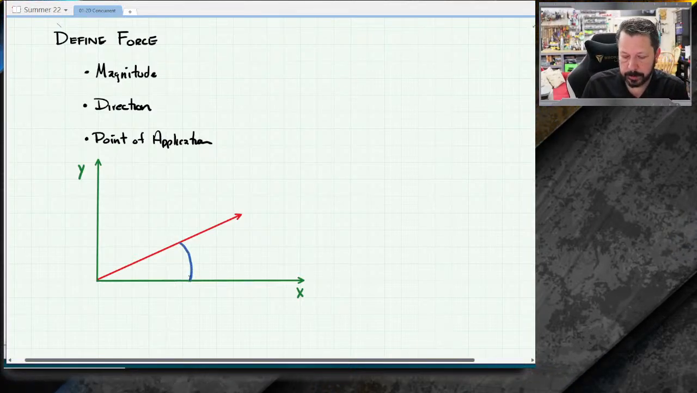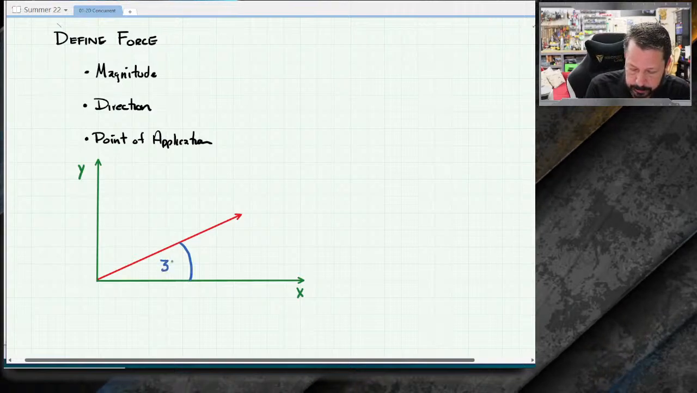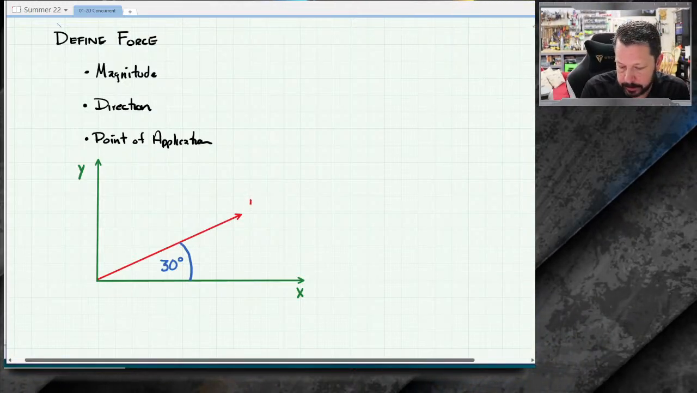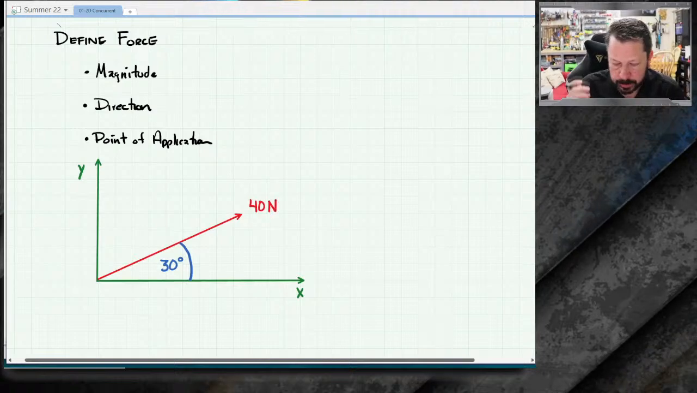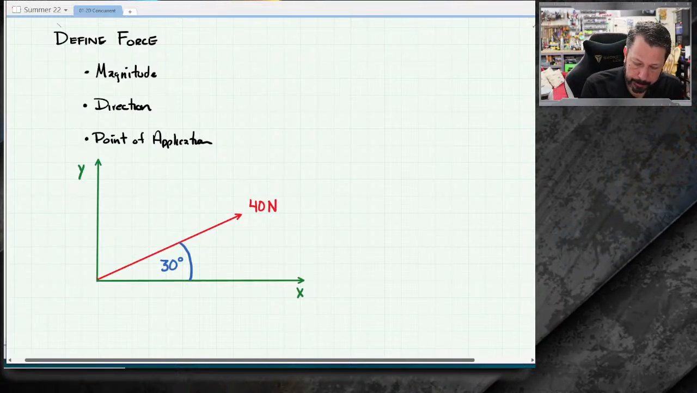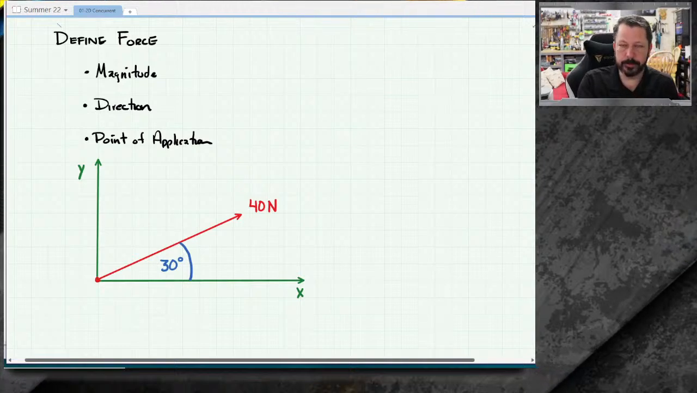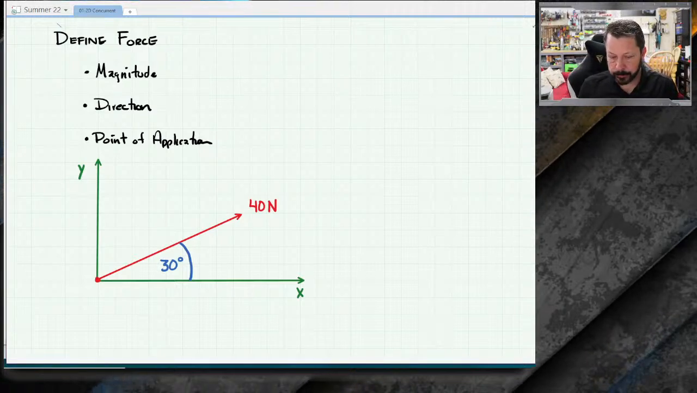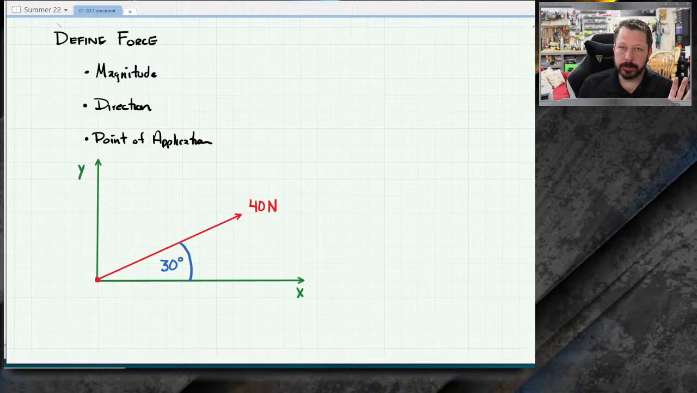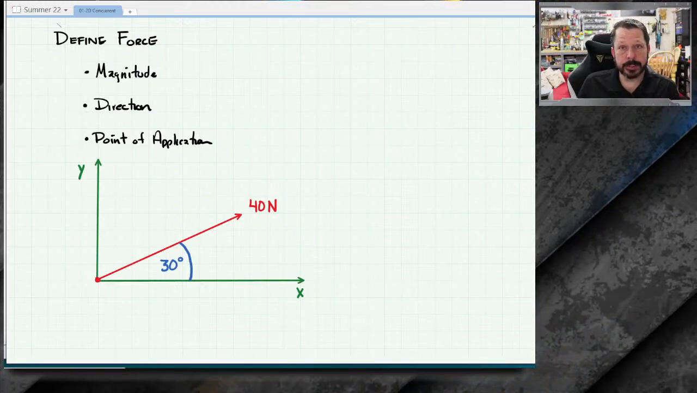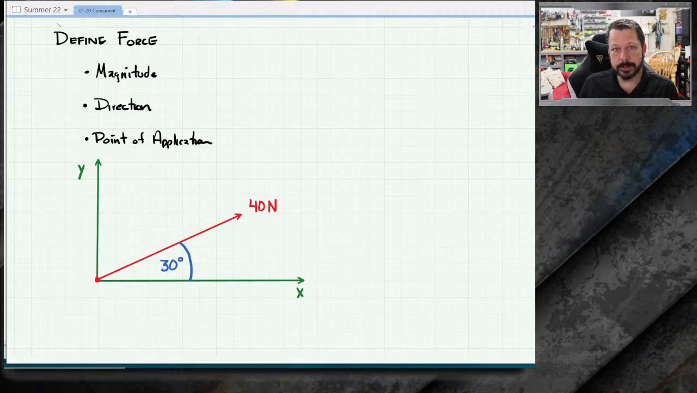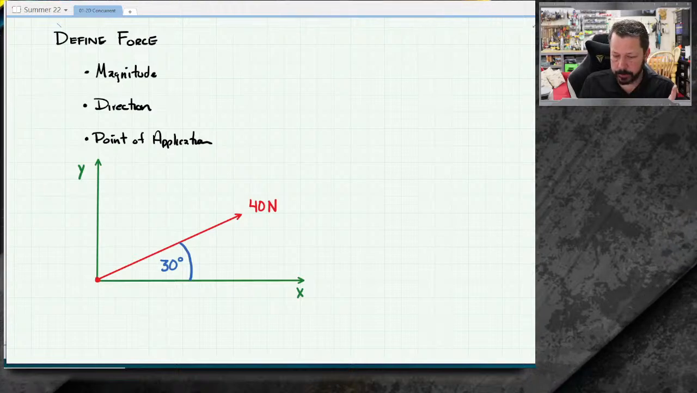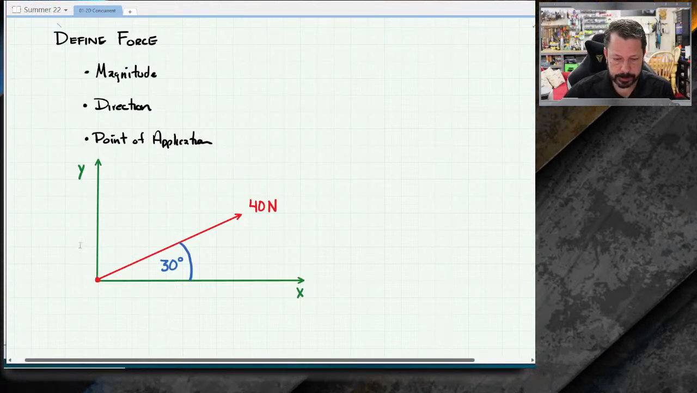So we'll say that our angle here is, I don't know, that looks like 30 degrees from the x-axis. It needs a magnitude, so let's say that it is 40 newtons. And it has a point of application right here at the origin of our coordinate system. The point of application will not always be at the origin, but when we have these things called concurrent force systems, that means a particular thing, and usually the point of application of these force vectors is at that origin. Why don't we talk about concurrent forces for a second?